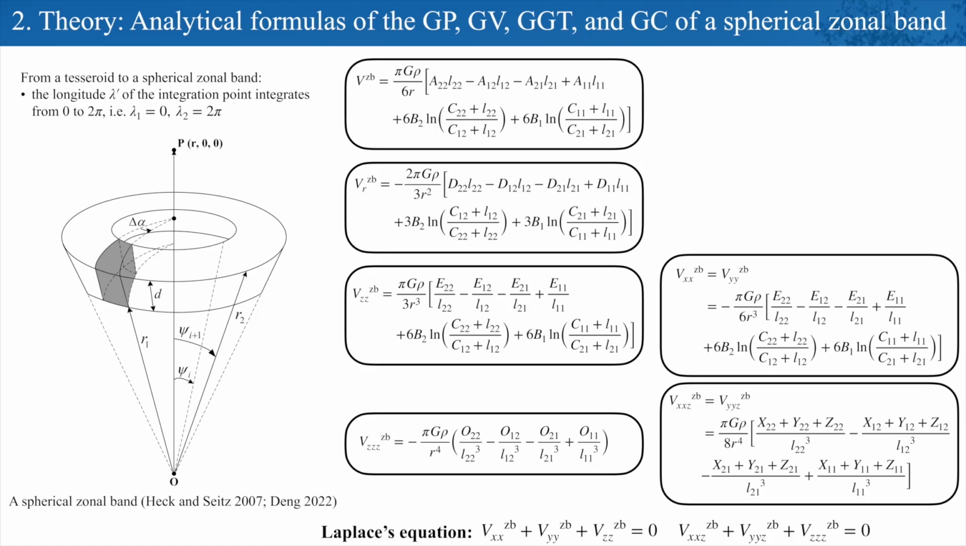Those GGT and GC components of a spherical zonal band satisfy the Laplace equation. The other components of the GV, GGT, and GC of a spherical zonal band are equal to 0.